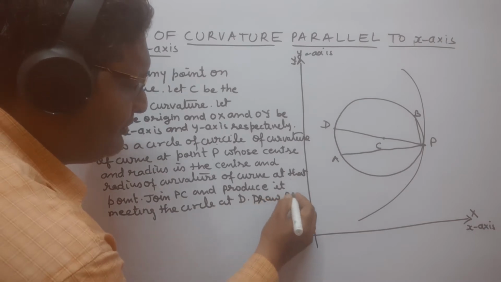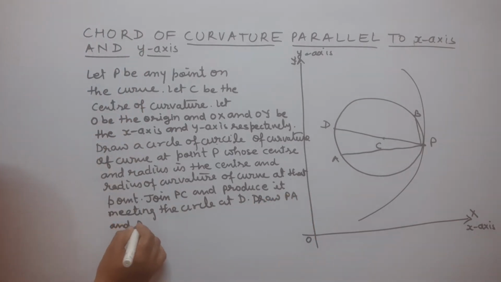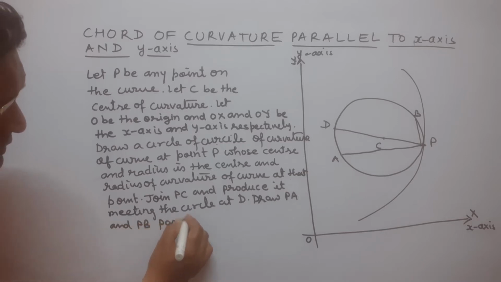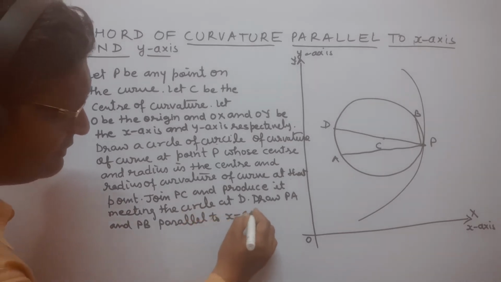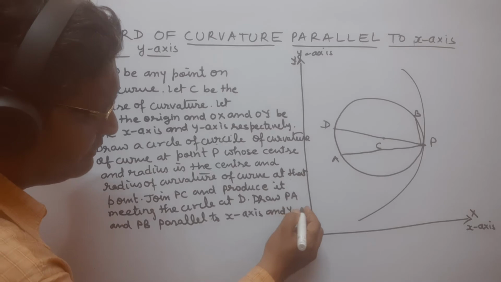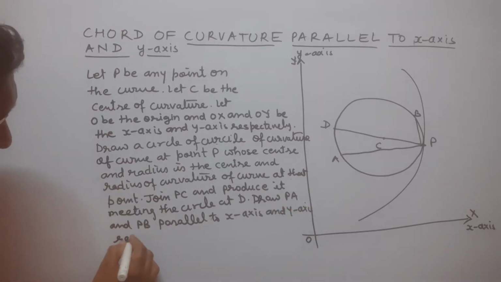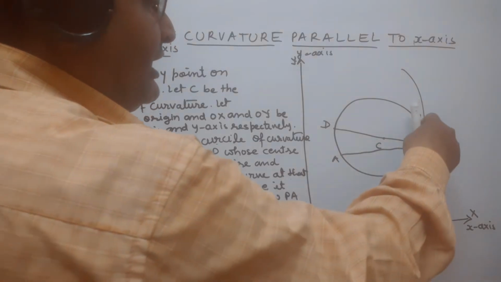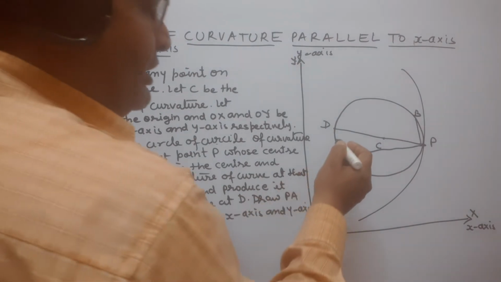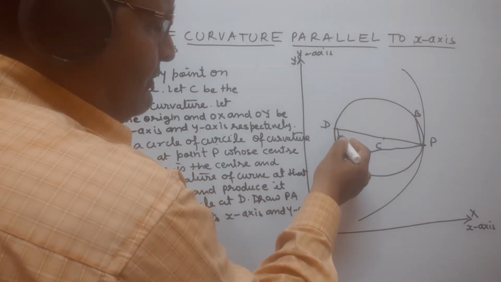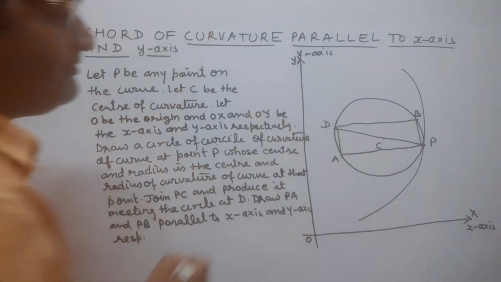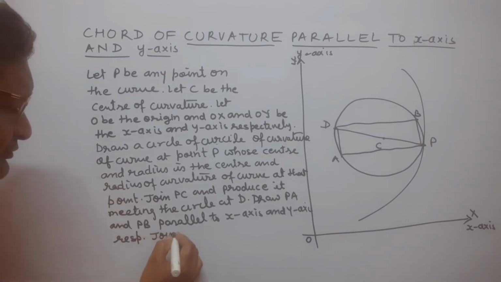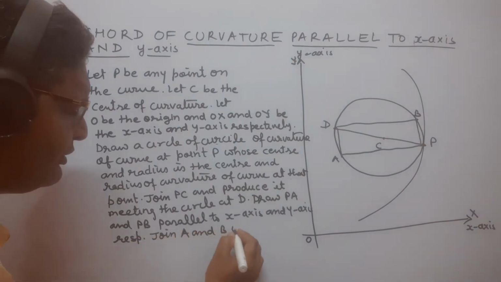Draw PA and PB parallel to x-axis and y-axis respectively. Here we can see that PA is parallel to x-axis and PB is parallel to y-axis. Now we join this A with D and this D with B. Join A and B with D.